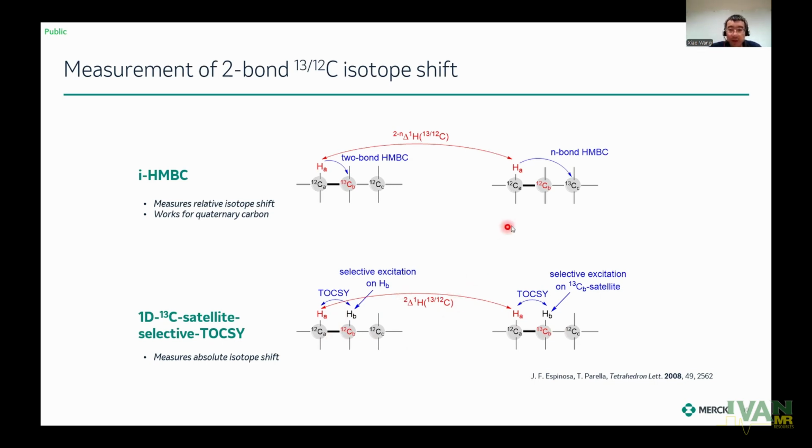So now we have two methods that can reliably measure the isotope shift with sub-ppb accuracy. This is very important for analyzing the data.